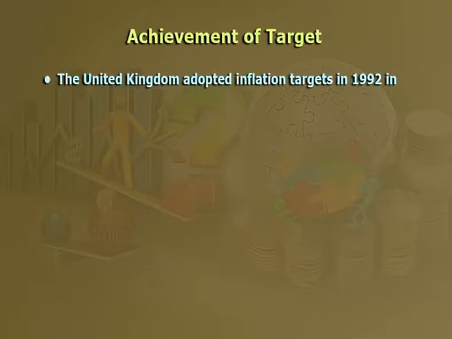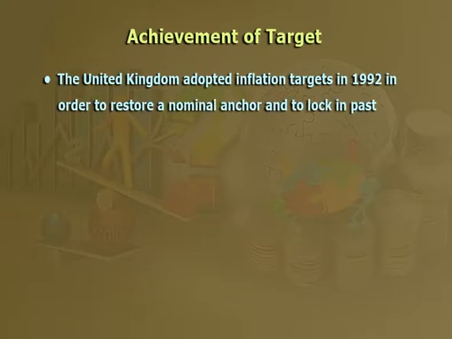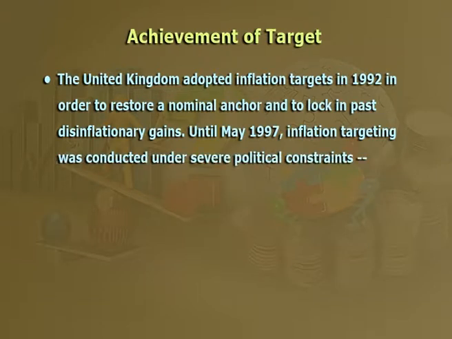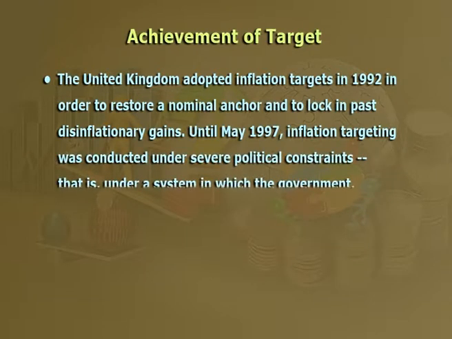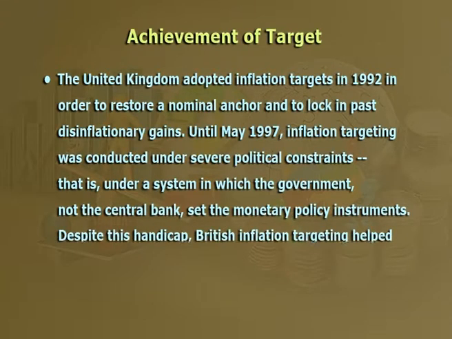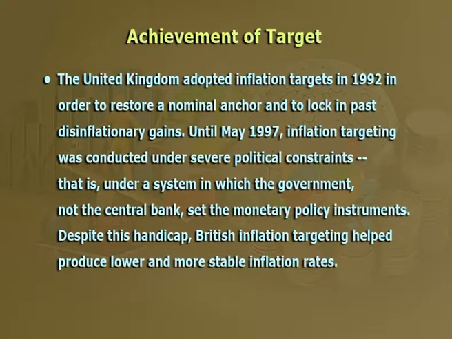Third point, the United Kingdom adopted inflation targets in 1992 in order to restore a nominal anchor and to lock in past disinflationary gains. Until May 1997, inflation targeting was conducted under severe political constraints. That is, under a system in which the government, not the central bank, set the monetary policy instruments. Despite this handicap, British inflation targeting helped produce lower and more stable inflation rates. The success of inflation targeting in the United Kingdom can be attributed to the Bank of England's focus on transparency.